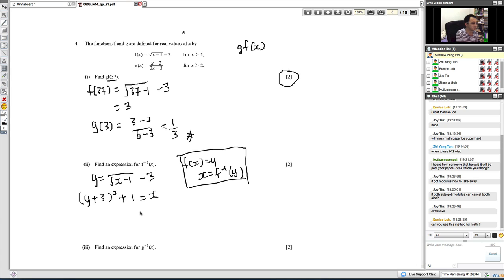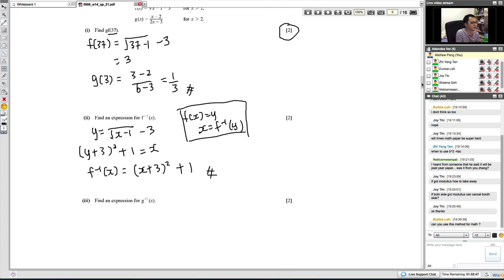Then I will know my f inverse x is just equal to (x plus 3) squared plus 1. Alright, just like this. It's very simple because it's just 2 marks. Don't spend too much time on this kind of question. Then I'll move on to g inverse.